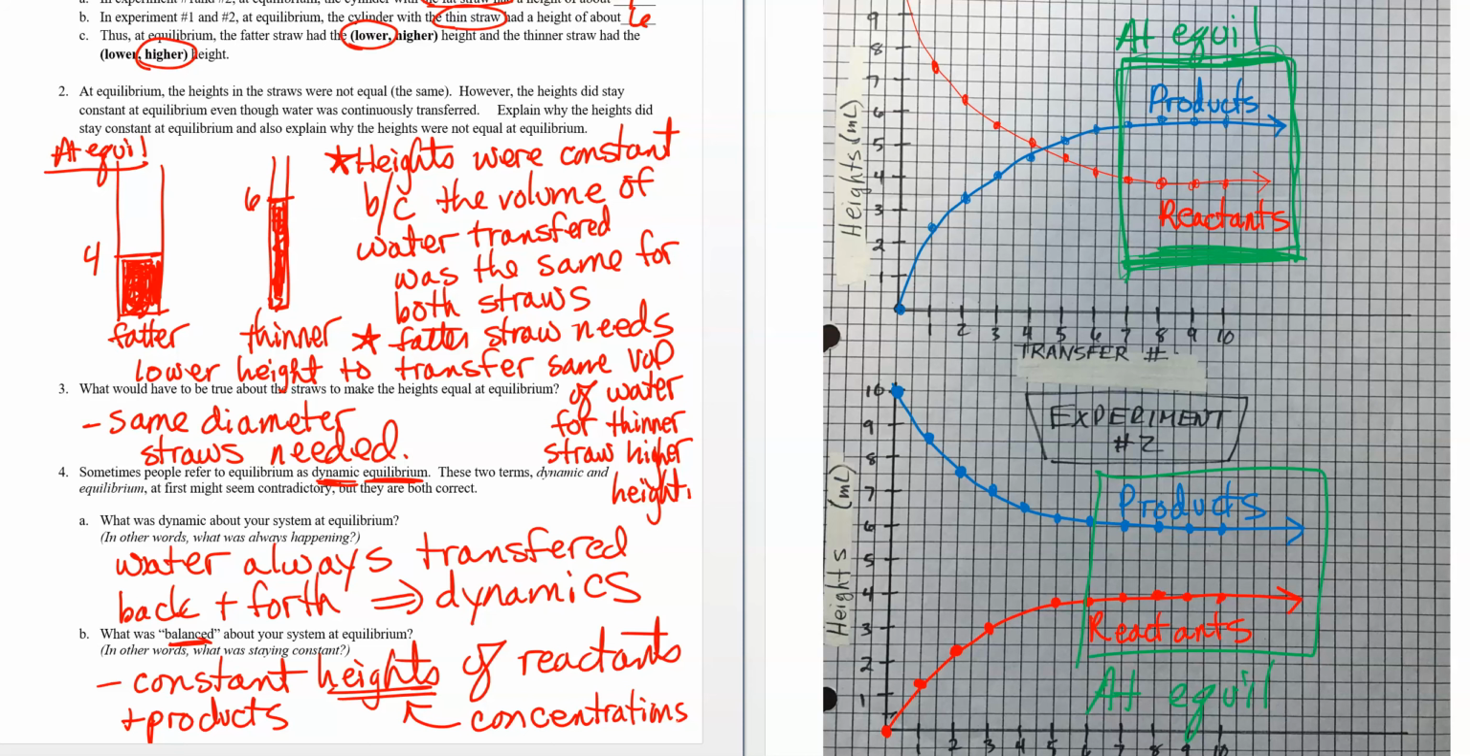The biggest misconception people have about equilibrium is that at equilibrium, you would have the same concentrations of reactants and products. I just want you to realize that that's not true. At equilibrium, we have different heights, but you're transferring the same amount. The heights are staying constant, but the heights do not have to be equal. So that's our basic concept that we want to get from this lab. You can now do your homework.